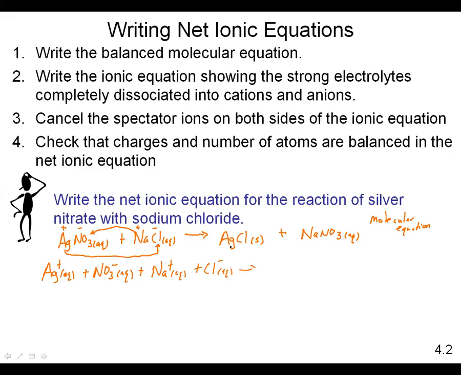Now coming to the other side, we have our solid here. As we talked about, the solid will stay together. So silver chloride will stay together as one unit. This aqueous sodium nitrate, also a strong electrolyte, will break apart into sodium ion and the nitrate ion. This again will represent our total ionic equation, our complete ionic equation. And again, this is the equation which represents what is truly happening in that reaction.